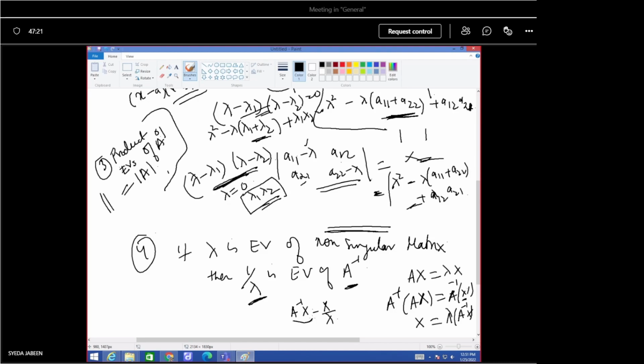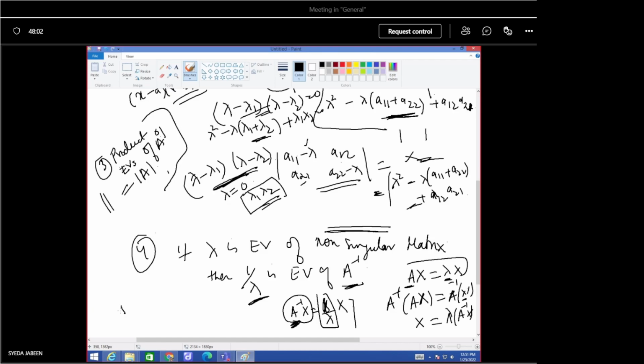So what is happening now? This is the inverse of the matrix. Now match it with this: if lambda is the eigenvalue of the matrix, then we can write Ax is equal to lambda x. Now we are writing 1 by lambda into x. Lambda is the eigenvalue of A, so 1 by lambda is the eigenvalue of A inverse. This exists only because we are taking the inverse on both sides. If the matrix is not non-singular, the inverse will not exist. So if lambda is the eigenvalue of the matrix, then 1 by lambda is also the eigenvalue of A inverse. This is actually the property.